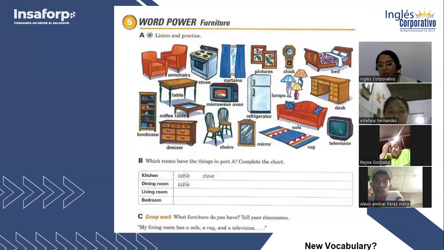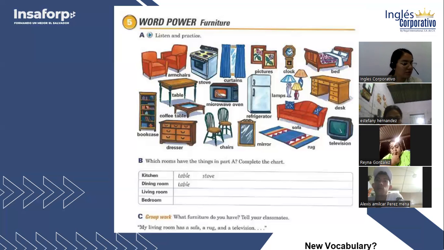For example, I see that Reina has a table in her dining room. She has a table in her dining room. All of us, all the students, have a refrigerator in their kitchen, right? Así serían las oraciones. Okay, vamos a seguir avanzando.